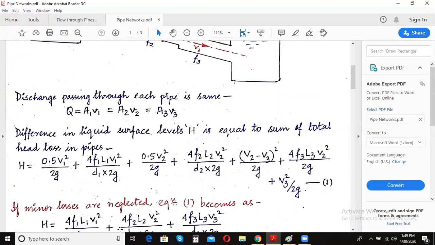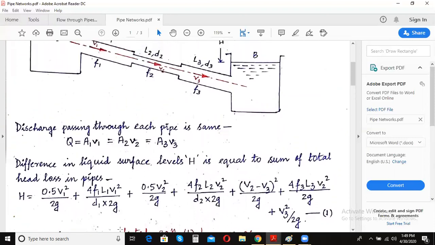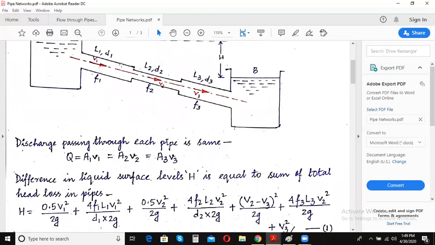And as per the continuity equation, you know that the discharge through the first pipe will be equal to the discharge through the second pipe, and again it will be equal to the discharge through the third pipe. So A1 V1, this is the formula for discharge. It is equal to the product of the area of the cross section through which flow is taking place, and V is the velocity. So A1 V1 is equal to A2 V2, and that is equal to A3 V3.